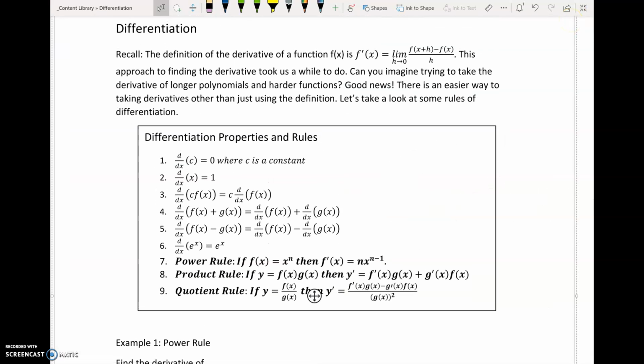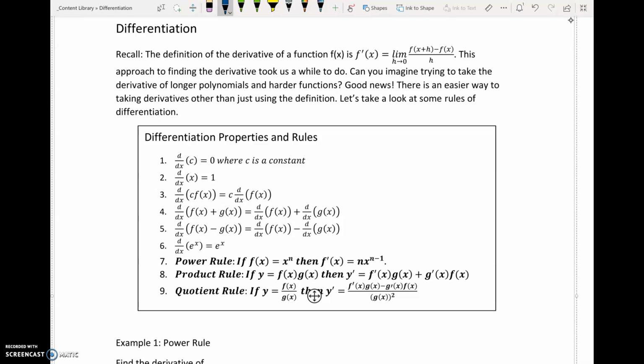Now we're going to start our unit on differentiation, which is basically just taking the derivative of different functions. In the last unit, we learned how to take the derivative, but we had to use a limit definition, and it was really lengthy. And can you imagine if we had to take the derivative of really long polynomials or rationals and use this definition? It would be a nightmare. Luckily, there are easier ways to take the derivative.